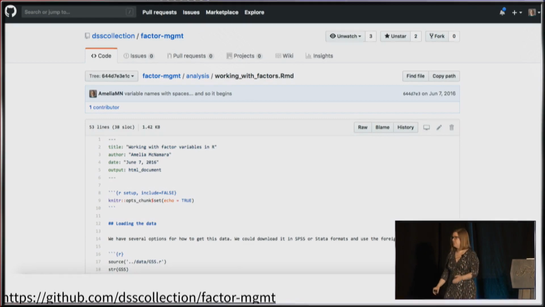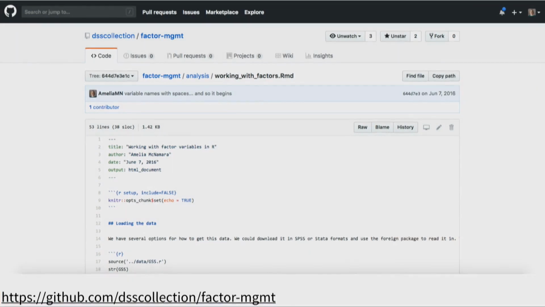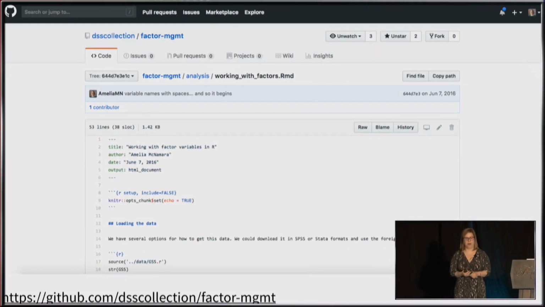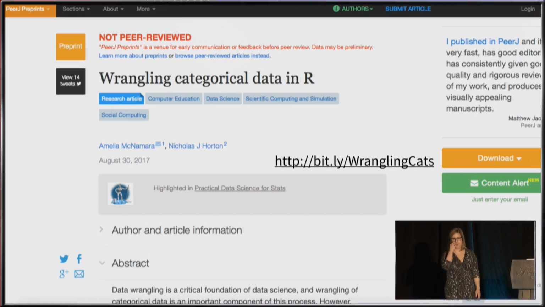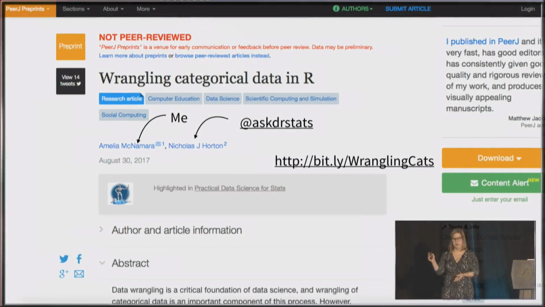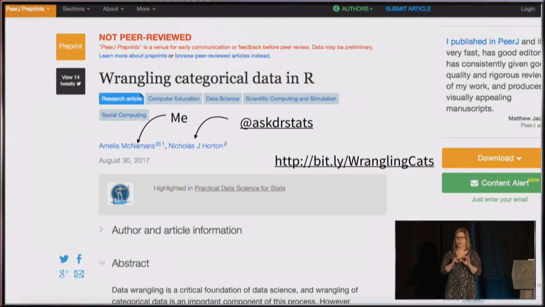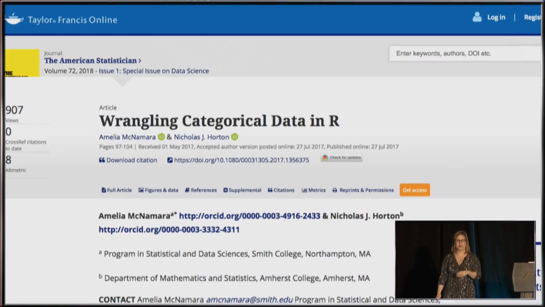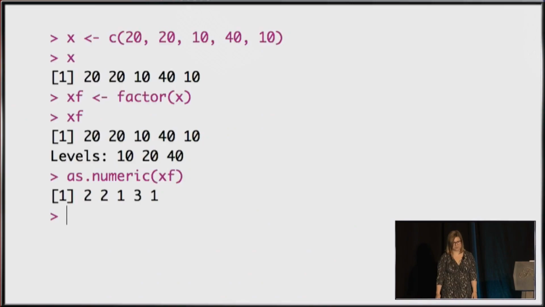And so in June, I start writing this paper and thinking about the ways that you can work with factor variables and do analysis in a principled way so that you don't end up wrecking your data. And eventually, this became the paper Wrangling Categorical Data in R, which has me, and then also Nick Horton from Amherst College. He has the best Twitter handle, Ask Dr. Stats. So we wrote this paper, and you can go read it. If it's worrying you that it says in red, not peer-reviewed, you can go read it at the American Statistician, where it has been peer-reviewed and code-reviewed, so it's all good.